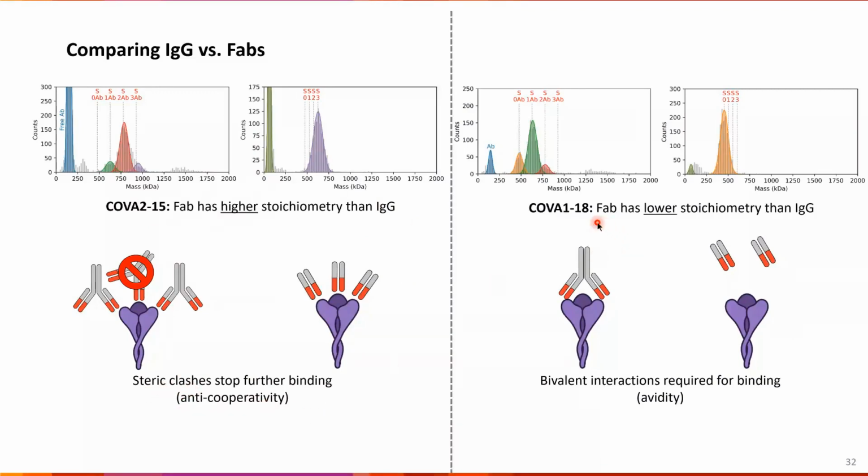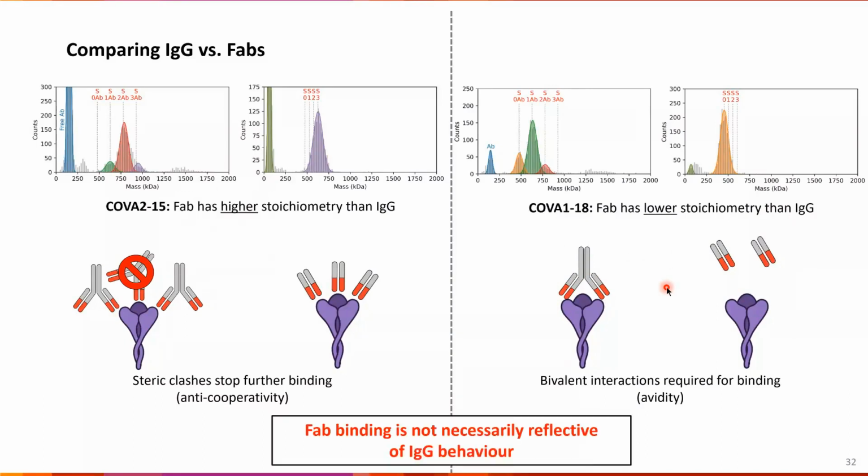On the other hand, 118 shows the opposite behavior in that its Fab has a lower binding stoichiometry than the IgG. So we think this is actually quite strong evidence of bivalent interactions, or avidity interactions, in that the full antibody binds with both of the arms simultaneously, and this is the cause of its strong binding. However, this is removed in the Fab format. So the take-home message that we want to say with this is that the binding of a Fab does not seem to necessarily be reflective of the binding behavior of the real antibody.